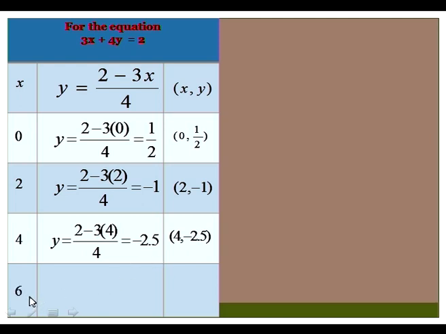And when we take our x value as 6, then y is equal to (2 - 3 times 6)/4, that is equal to -4. So, our ordered pair is (6, -4).